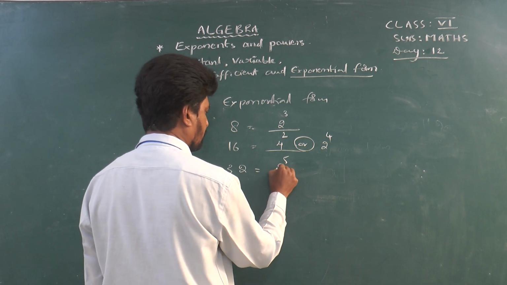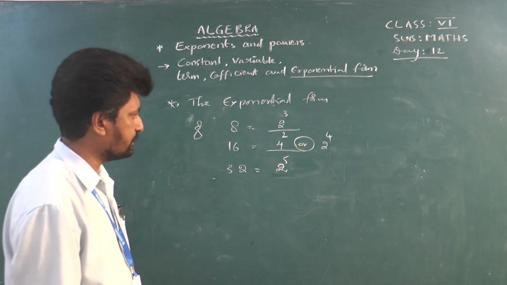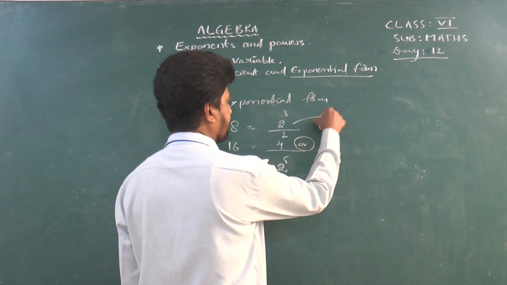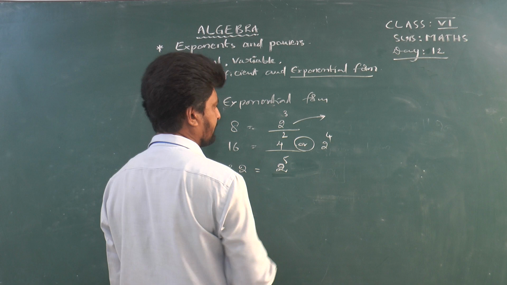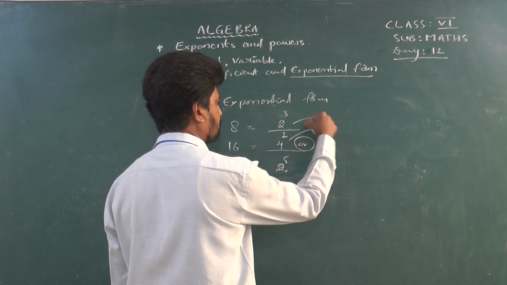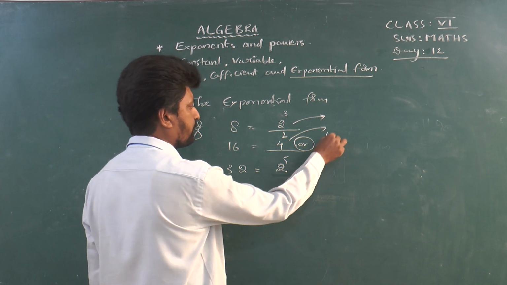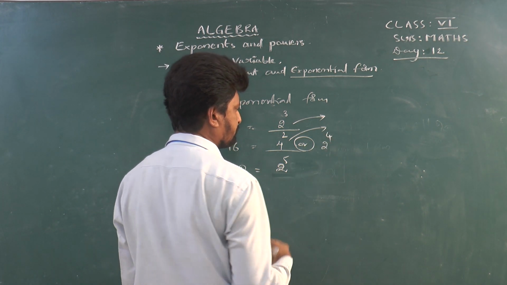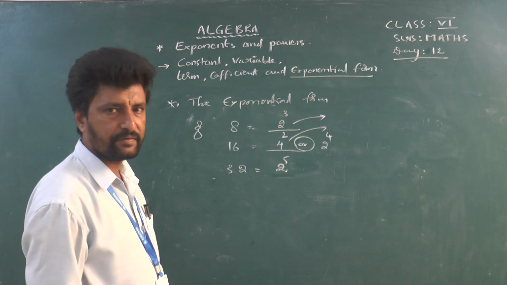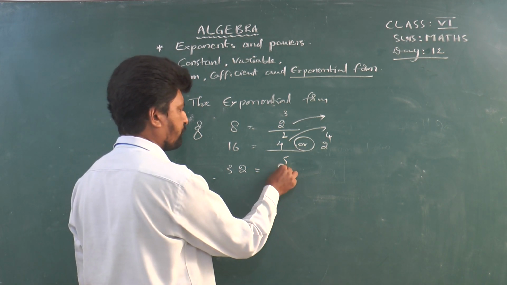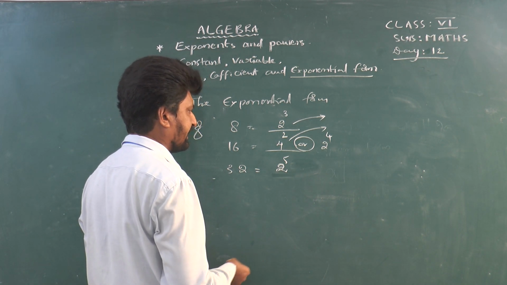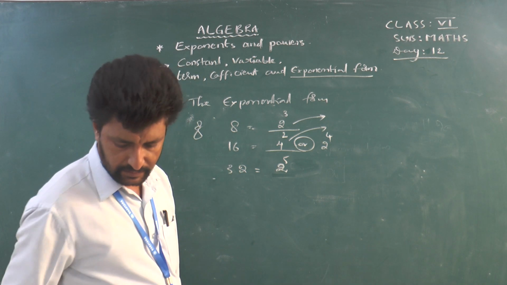Now 2 to the power of 5 is the exponential form of 32. In 2 to the power of 3, 2 is the base and 3 is the exponent. In 4 square, 4 is the base and 2 is the exponent. In 2 to the power of 4, 2 is the base and 4 is the exponent or index. In 2 to the power of 5, the base is 2 and the exponent is 5.